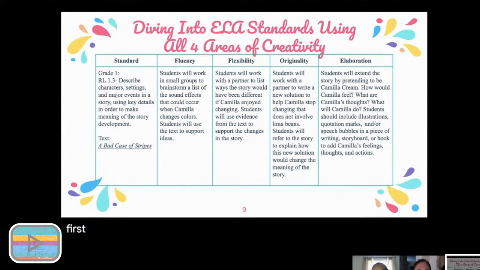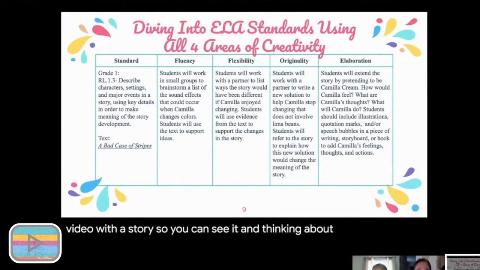So for this first model here, we took a first grade standard. We're looking at RL 1.3, where we're describing characters, setting, and major events in stories in order to make meaning of the story. So the example here is A Bad Case of Stripes. And if you have the PowerPoint, we've linked a YouTube video with the story so you can see it. And thinking about fluency, and if you'll remember, Jenny went back to fluency just being that ability to brainstorm lots of ideas. So with this book and this standard, thinking about ways students could brainstorm a list of sound effects that occur when Camilla changes colors.